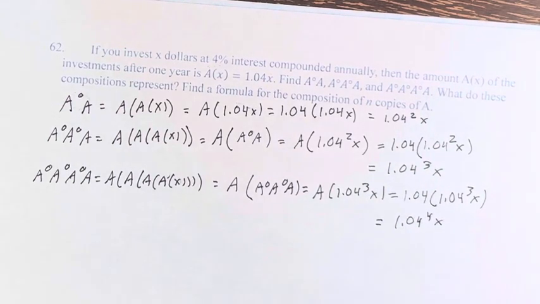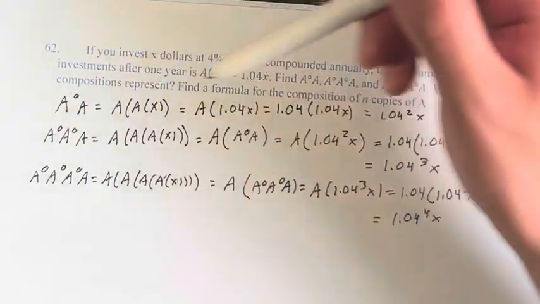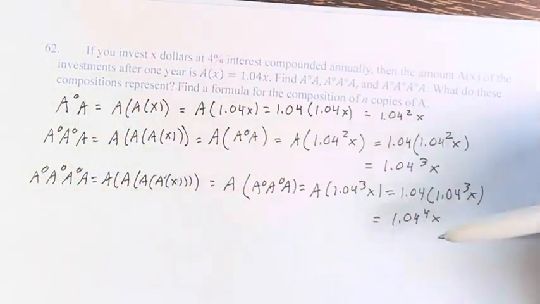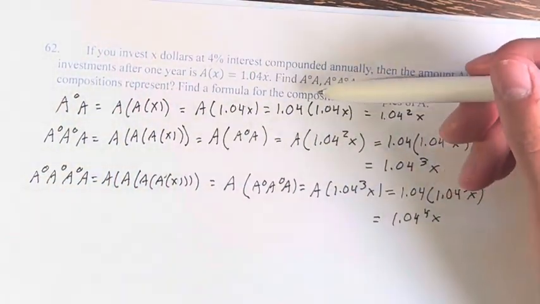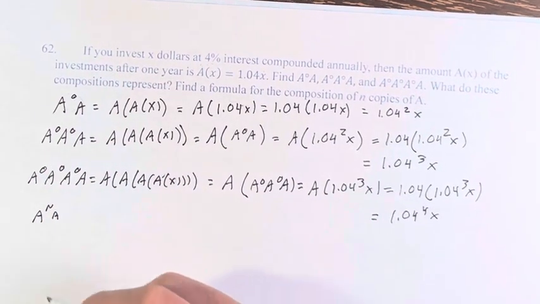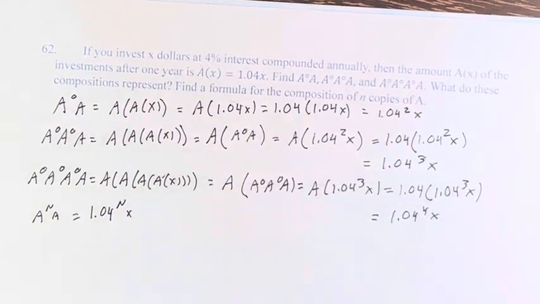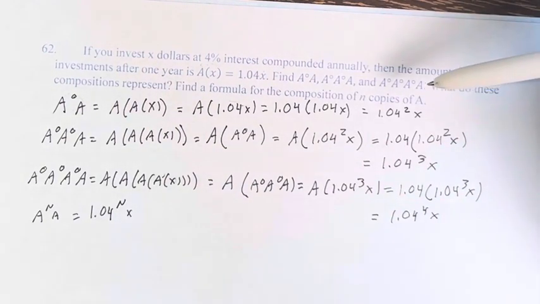You're probably seeing the pattern here. 2 compositions is 1.04 squared X, 3 compositions cubed, 4 compositions to the fourth, n compositions, right? A of A of ... of A, which is n of these A's all composed, is equal to 1.04 to the n times X. What do these compositions represent?